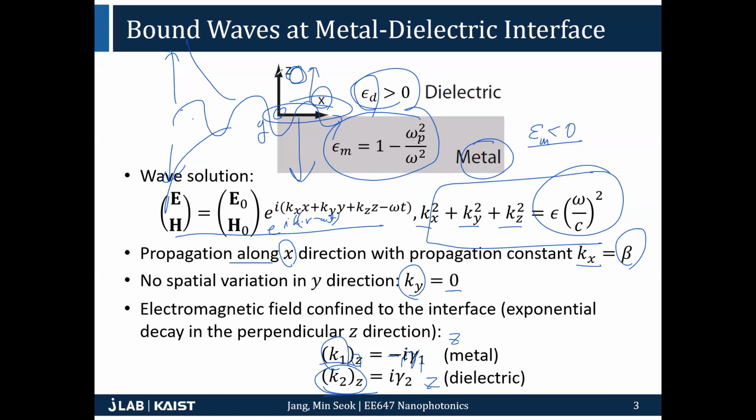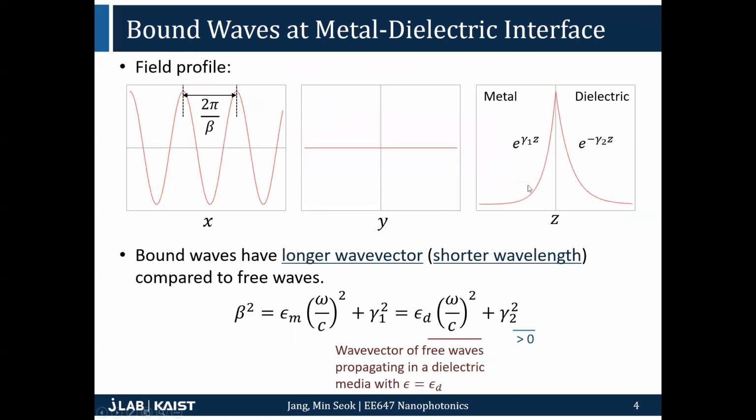So if you draw the electromagnetic field in different coordinates, in the y direction, there's nothing. In the z direction, it decays like this, right? So e to the gamma 1 z, e to the minus gamma 2 z, so that the electromagnetic field is confined at the interface. And then along the x direction, the propagation direction, the electromagnetic wave is just oscillating so that it can propagate.